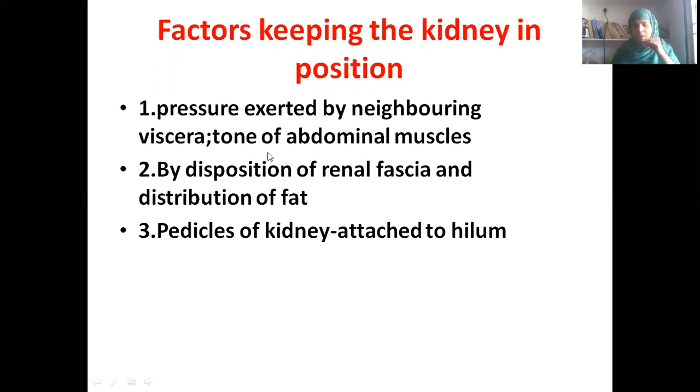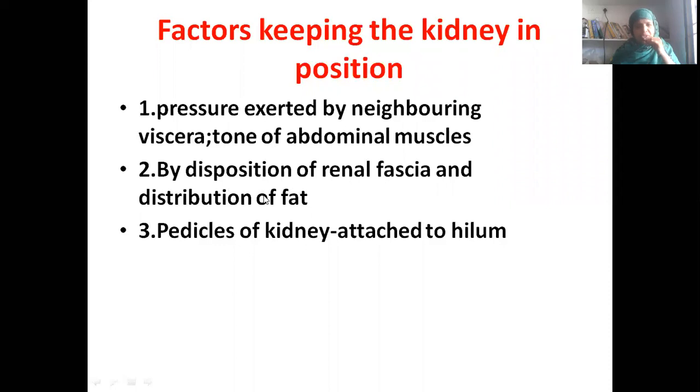Posterior abdominal wall, just now you saw PQT. Psoas major, quadratus lumborum, transversus abdominis. Very good. So all these muscles will keep the kidney in position, and of course we will find a lot of fat.